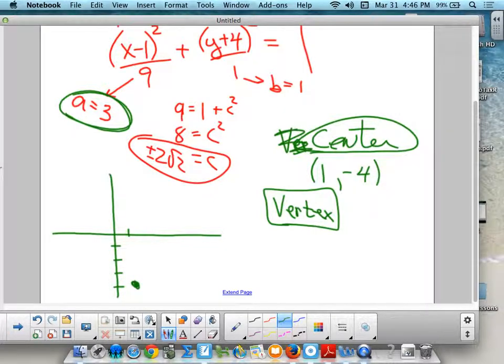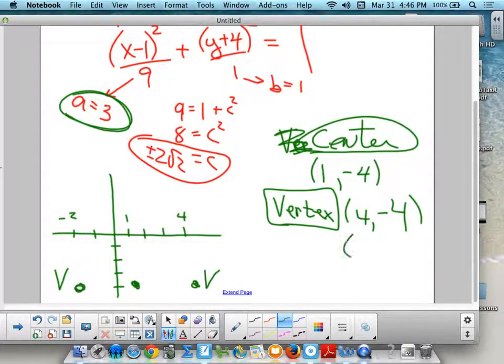Okay, this is a horizontal, so horizontal major, so we got to go 3 to the right, vertex, 3 to the left, vertex. So the vertices are, there's 1, there's 4, there's negative 2. You're getting 4 comma negative 4 and negative 2 comma negative 4. And the foci. The foci is, says here for C, go this direction. 2 square root of 2 or minus 2 square root of 2.